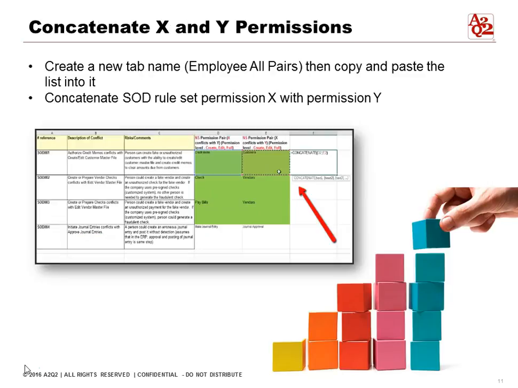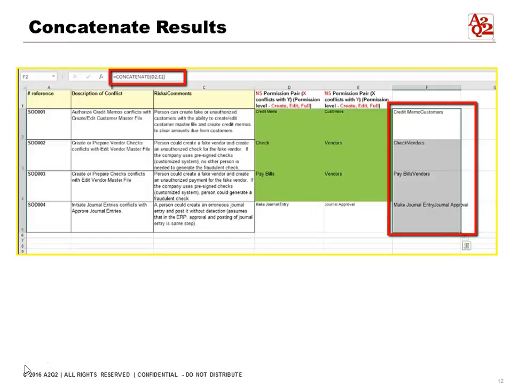We then create a new tab and we call it All Employee Pairs, and copy and paste the list above into the new tab, which is now called Employee All Pairs. Next, we want to concatenate our SOD rule set permissions from earlier in the previous sessions. In part 1, part 2 or part 3, we have the rule set from X and Y, and we get this list right here that's boxed in. So we also show you the formula.